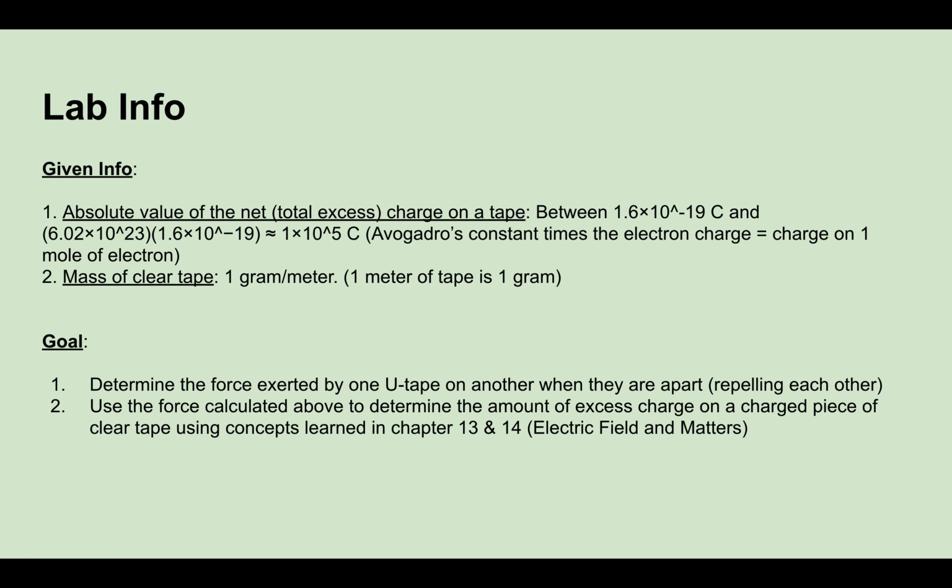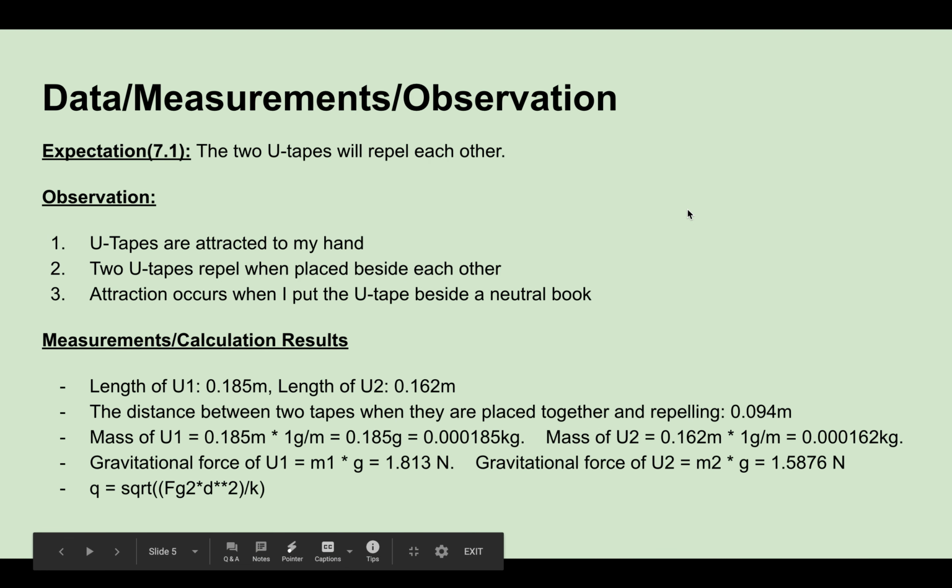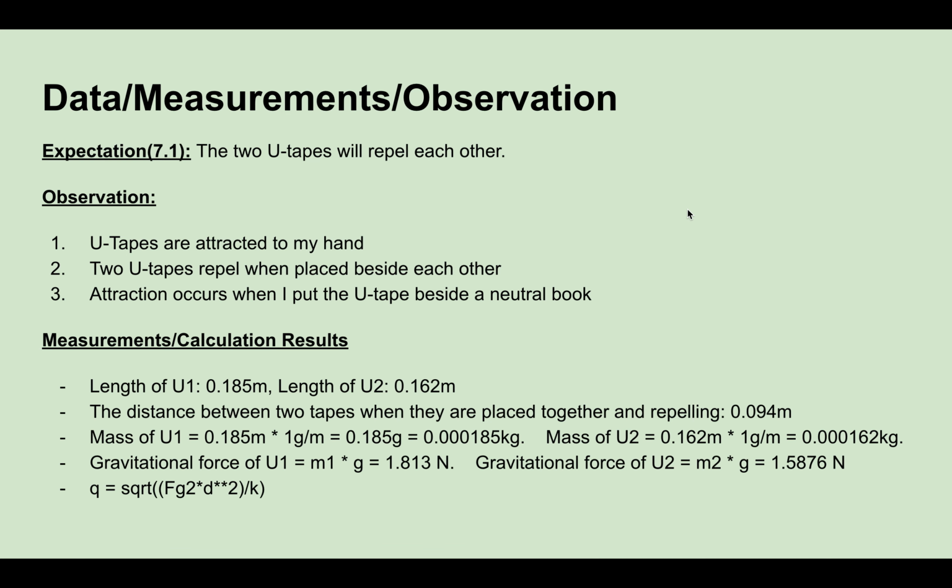Our goal of this lab is to determine the force exerted by one U-tape on another when they're apart, and we use this force to determine the amount of excess charge on a piece of tape. Data, measurements, observation. My expectation was the two U-tapes will repel each other. The actual observation: first, U-tapes are attracted to my hand. Second, two U-tapes repel when placed beside each other. Attraction occurs when I put the U-tape beside a neutral book.